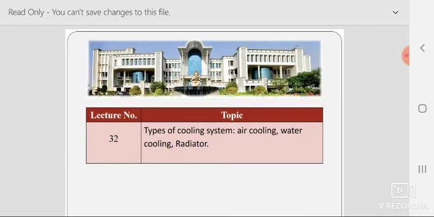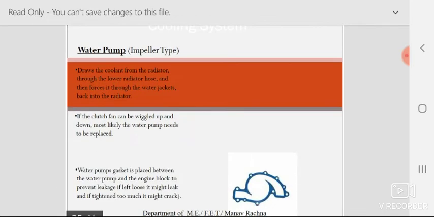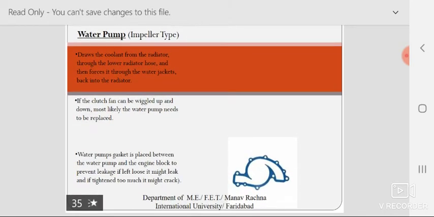Okay, we are coming to types of cooling system: air cooling, water cooling, radiator. You can see this water pump. Water pump is generally impeller type. You have read about water pump already in the earlier semesters. It draws the coolant from the radiator. Coolant is generally water with ethylene glycol, and it draws the coolant from the radiator through the lower radiator hose and forces it to the water jackets and then back into the radiator again.